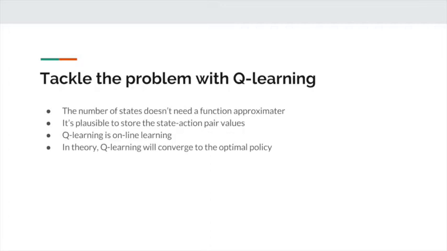Since the number of states isn't too big, I chose to approach the problem with the Q-learning algorithm instead of using a function approximator such as neural networks. Q-learning itself is an online learning algorithm, which means it updates itself after every step the agent takes instead of waiting until the very end of the episode. And most importantly, in theory, it converges to the optimal policy.